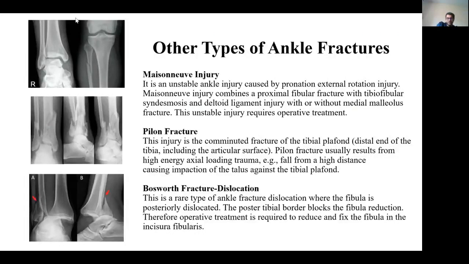Another type of ankle fracture is the Bosworth fracture dislocation. This is a very rare type of ankle fracture dislocation where the fibula is posteriorly dislocated and the posterior tibial border blocks the fibular reduction. So that's why operative treatment is required to reduce and fix the fibula in the incisura fibularis. This type of fracture is usually very difficult to reduce by closed measures and almost always needs an open reduction in theater.